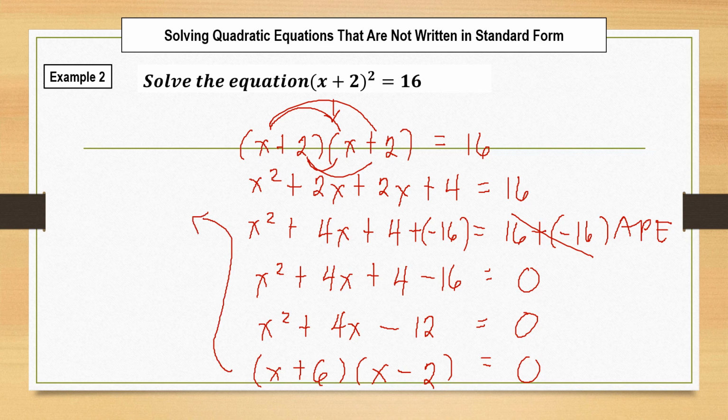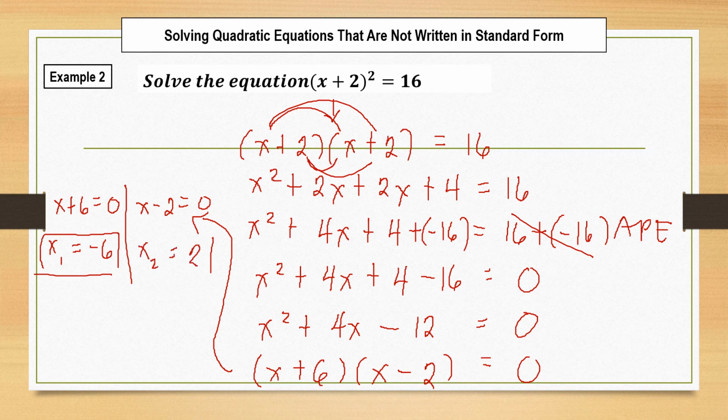Apply zero product property. So we have x plus 6 is equal to 0 and x minus 2 is equal to 0. So for x, we have x sub 1 is equal to negative 6 and x sub 2 is equal to positive 2. Therefore, the solutions of the given equation are negative 6 and positive 2.